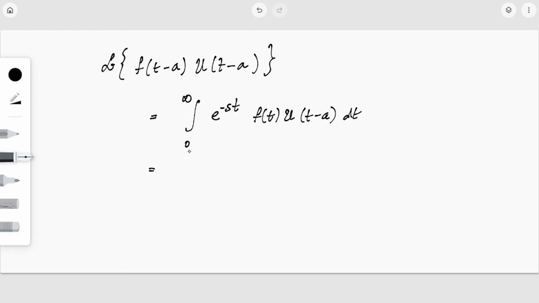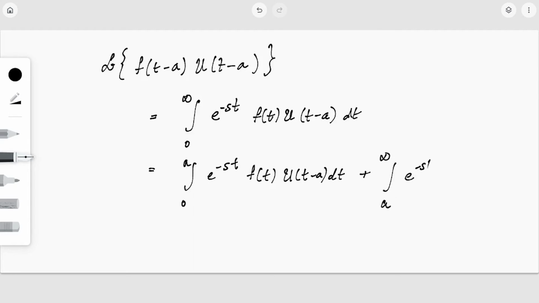Now I'm going to split this into two. We know that a unit step function acts from 0 to a and then greater than a. So it is the integral from 0 to a of e raised to minus st times f(t minus a) times u(t minus a), plus the integral from a to infinity of e raised to minus st times f(t minus a) times the unit step function.